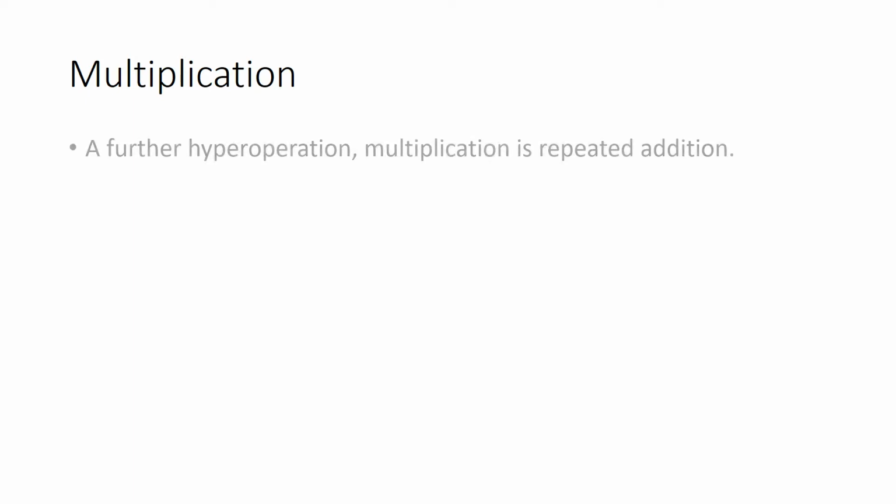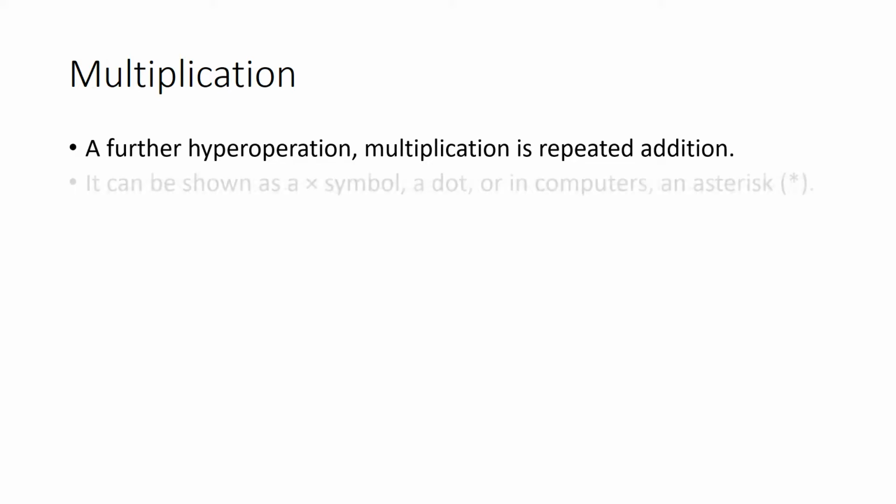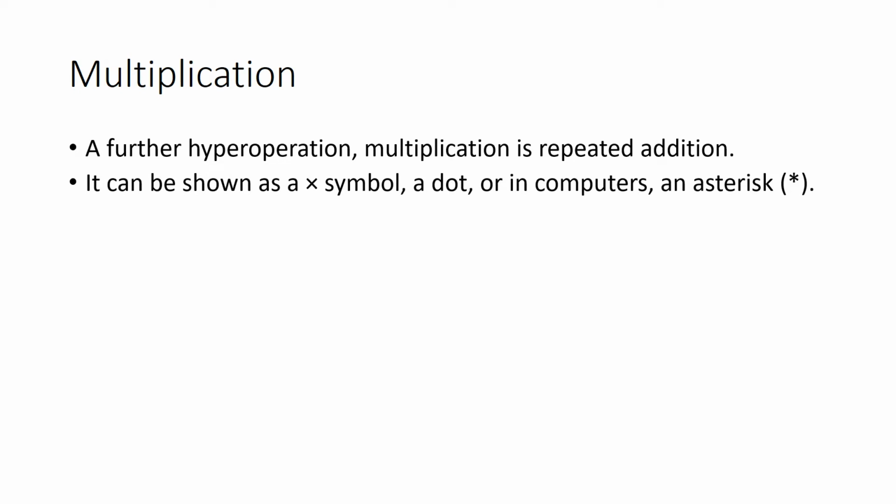Moving on, you've got multiplication. It's another hyperoperation. Basically, if you multiply by something, you're more or less asking them to repeat the addition. So multiplication is shown by the cross symbol. We sometimes replace that with a dot so we don't confuse it with the letter X. Or in a computer programming environment, you would usually use an asterisk, which is the star symbol.